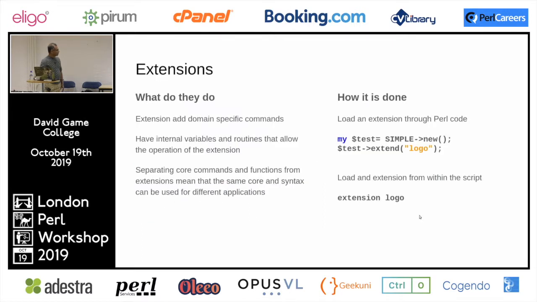And then we have extensions. Extensions add the domain-specific functionality that you want to achieve. They have their own internal variables. They have their own routines, and so basically what happens is that I can make the same core apply to various things: to robotic control, to application control, game development. I just add extensions to the core, and so I would create an environment. My sim test is an environment for Simple to run in, and I extend that environment using another extension like logo.